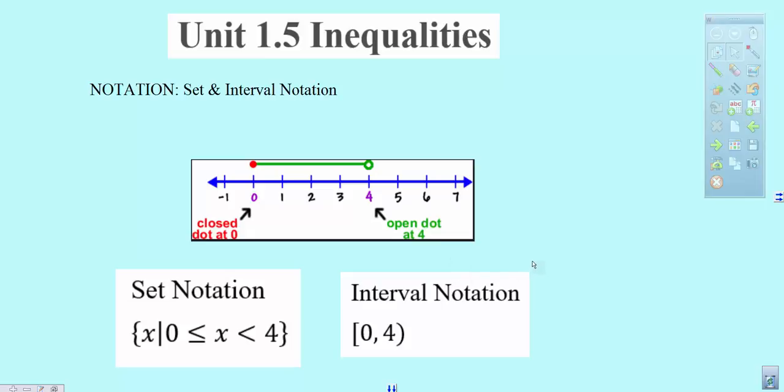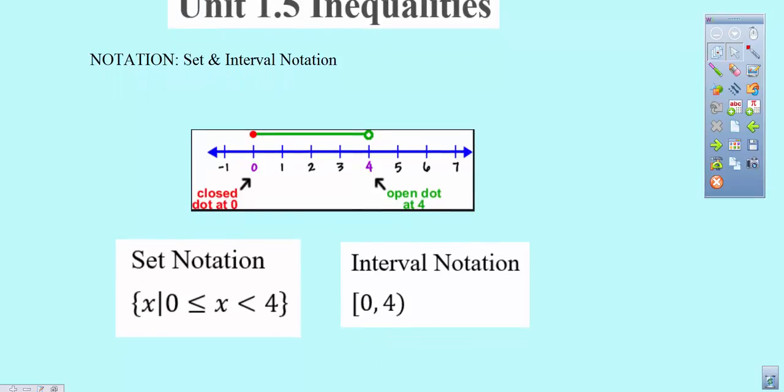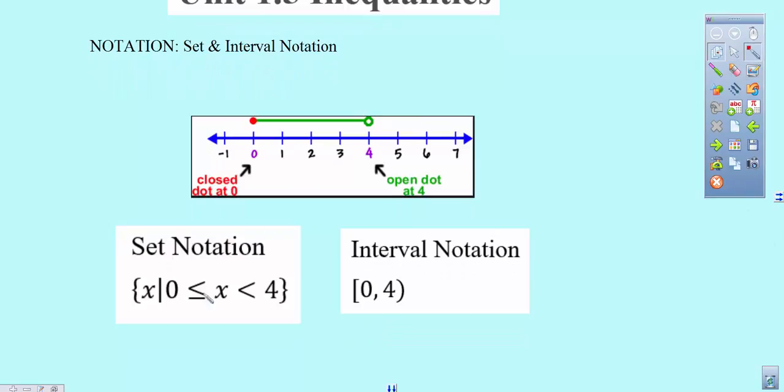Alright, so in 1.5 we talked about inequalities, and we're going to need to use a couple of different notations. So what we're going to establish here is what set notation looks like and what interval notation looks like. On this first screen, what I'd like to establish is how to read this. What does it say?